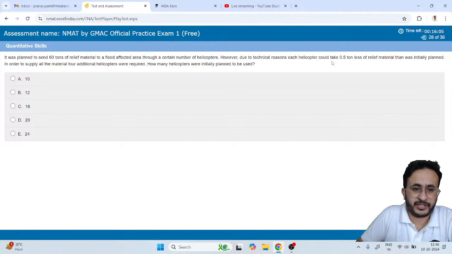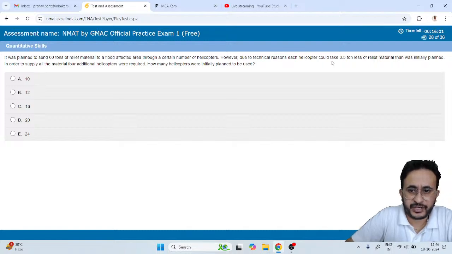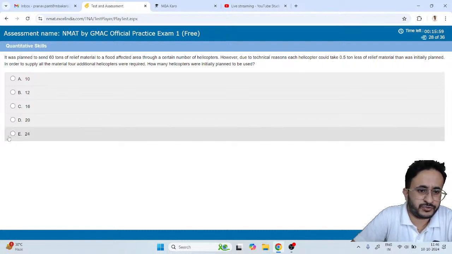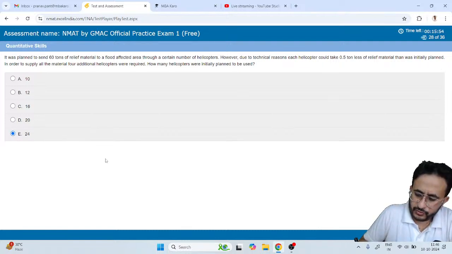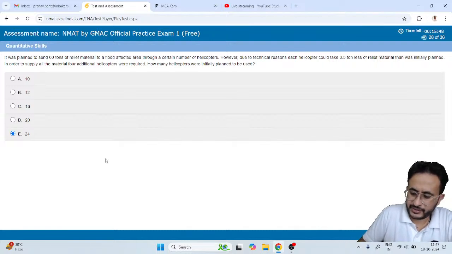Think of going by options, which I would preferably go with. If I were to go with the options, I would pick 24, because with 24 you need 2.5 tons, and with 20 you need 3 tons. You can check other options. With 10 you need 6 tons, and with 6 you will need 10 tons, so definitely not correct. With 12 you will need 5 tons, and with 8 you will need 7.5. The difference is way too high.